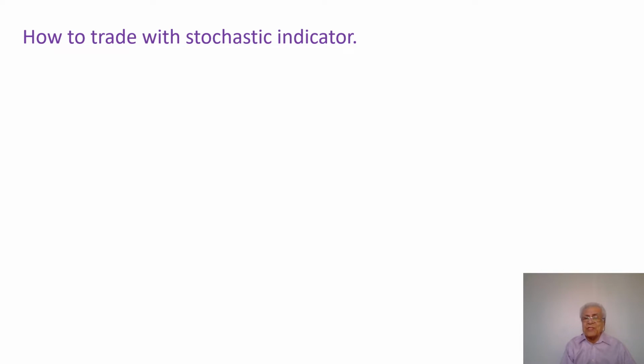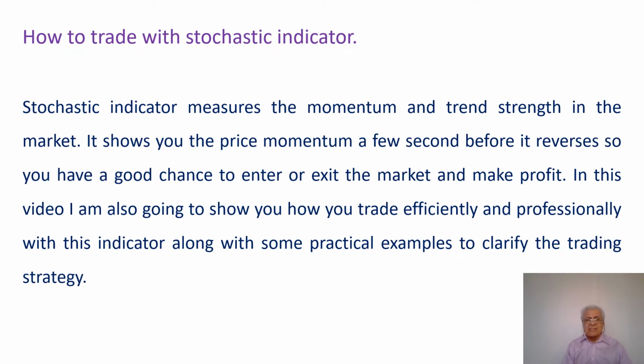How to trade with a stochastic indicator. A stochastic indicator measures the momentum and trend strength in the market. It shows you the price momentum a few seconds before it reverses. So you have an excellent opportunity to enter and exit the market and make profit.